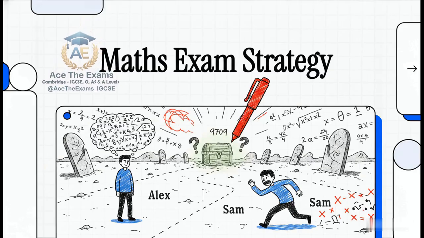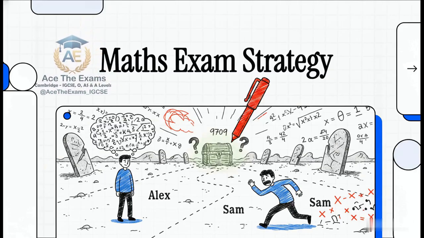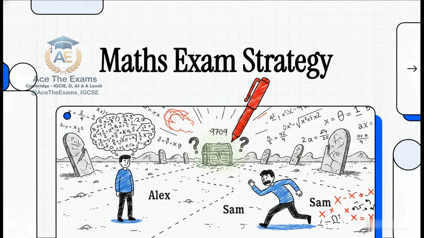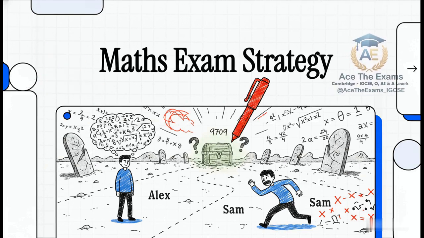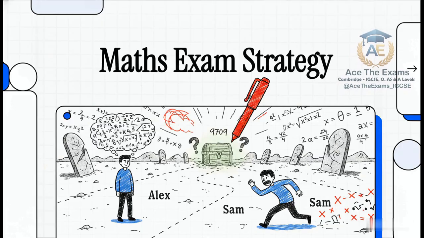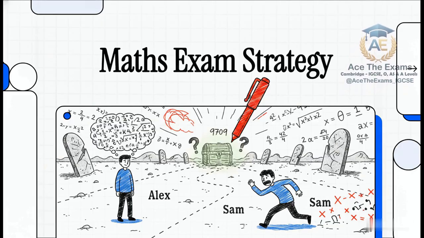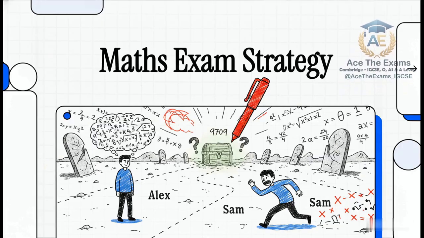different from the textbook. On the other hand, we have Sam. Sam rushes through the paper, panics at the sight of an unfamiliar scenario, and completely misses the specific command word requirements, just bleeding easy marks all over the page. Look at their flawed answers right here, side by side, covered in the examiner's red pen marks. It looks like an absolute disaster zone.